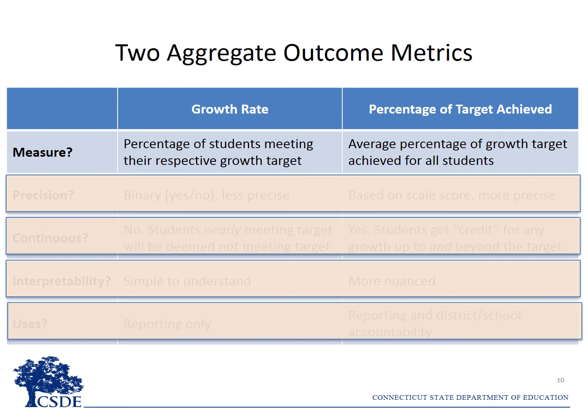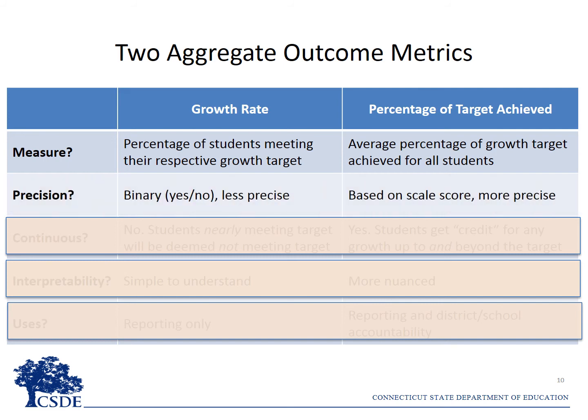The growth rate is the percentage of students meeting their respective growth targets, while the percentage of target achieved is the average percentage of the growth target that is achieved by all the students in a group. The growth rate is a binary measure. It asks a yes or no question. Did the student meet his or her target? The percentage of target achieved, on the other hand, asks a different question. How much of the target did the student achieve?